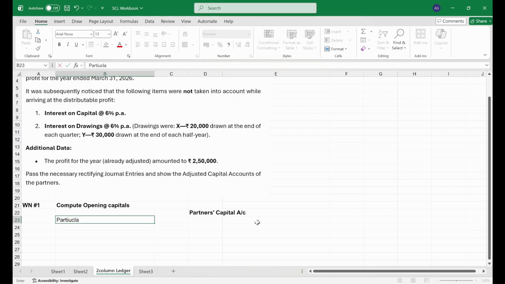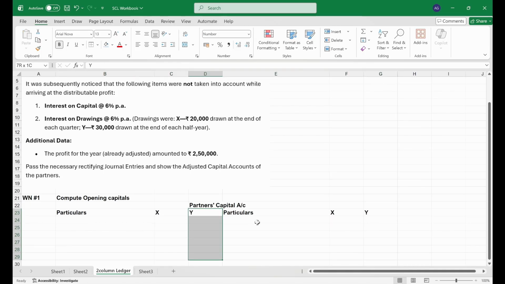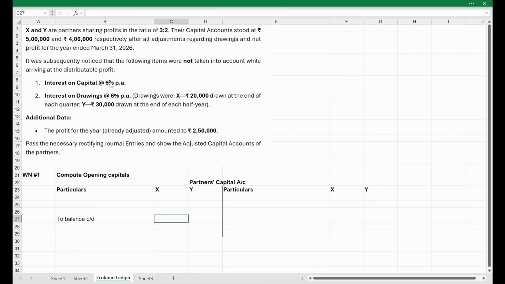capital. Particulars: capital of X, capital of Y. So the first thing is we have the closing balance. The question says that after all adjustment, the closing balance turned out to be 5 lakhs and 4 lakhs at the end of the period. Okay, 5 lakhs and 4 lakhs.